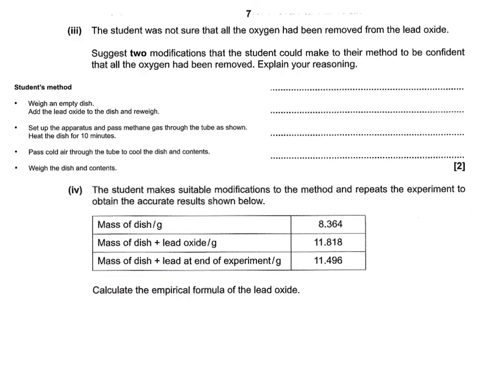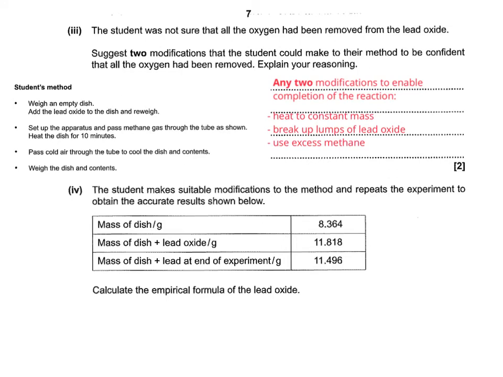So, the next part of the question asks you to consider 2 changes to the student's method they could make to be confident that all the oxygen had been removed. So if all the oxygen has been removed, that means that the reaction has gone to completion. So I've added to the page on this screen the student's method copied from the previous slide. So looking at it, you can see that they weigh an empty dish and then add the lead oxide and re-weigh. And then they weigh the dish and the contents at the end. So we're looking at any 2 modifications to enable the completion of the reaction.